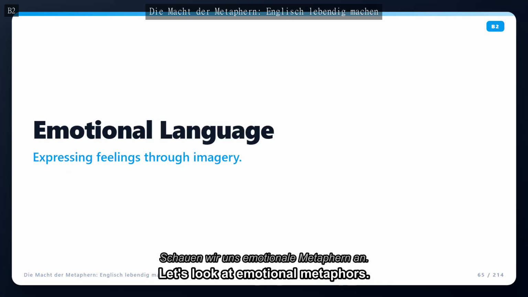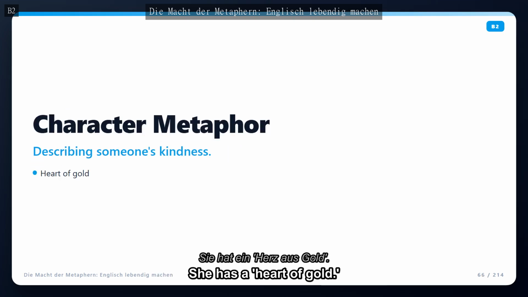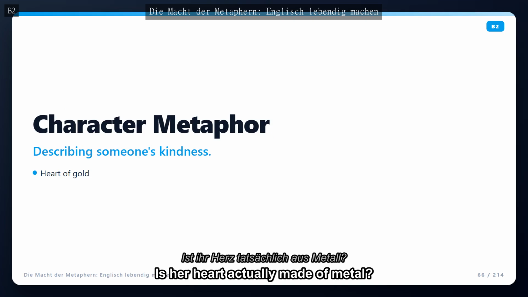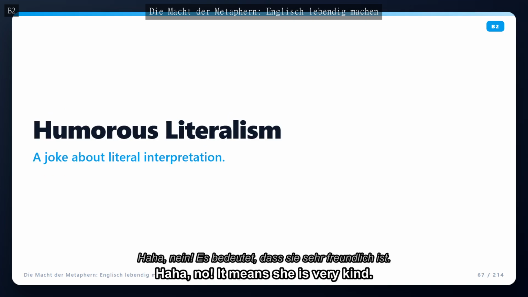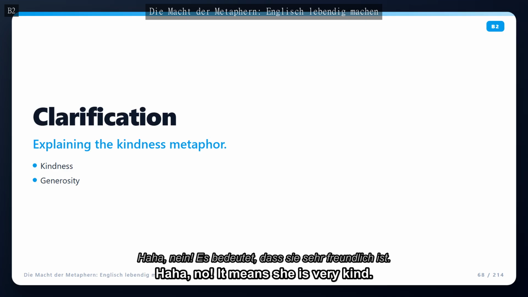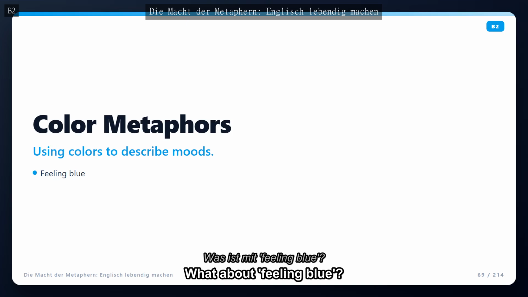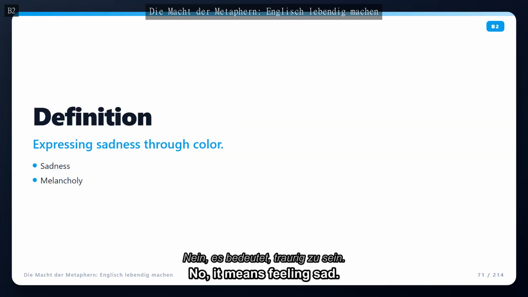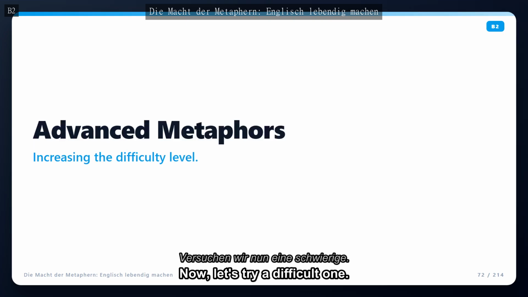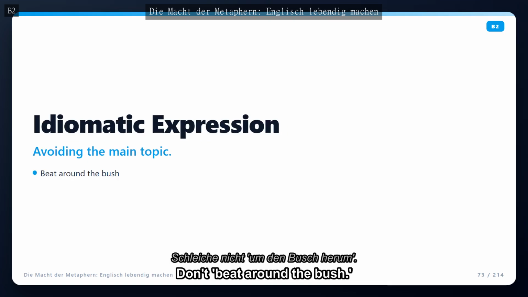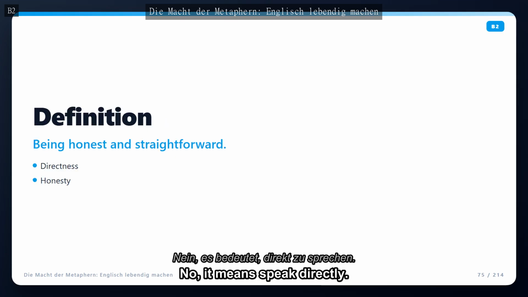Let's look at emotional metaphors. She has a heart of gold. Is her heart actually made of metal? Haha, no. It means she is very kind. What about feeling blue? Does it mean being cold? No, it means feeling sad. Now, let's try a difficult one. Don't beat around the bush. Should I stop hitting plants? No, it means speak directly.